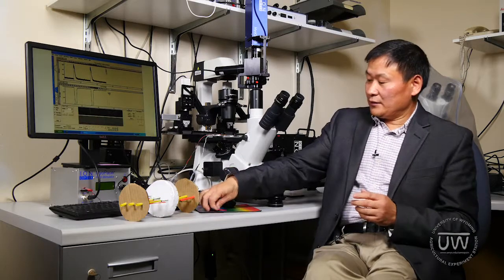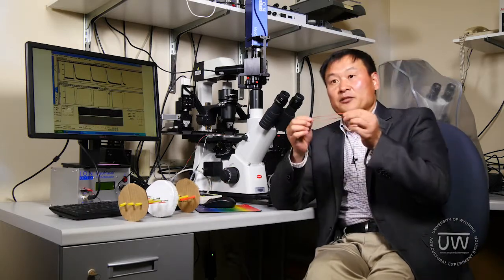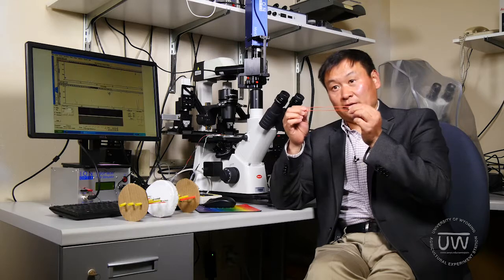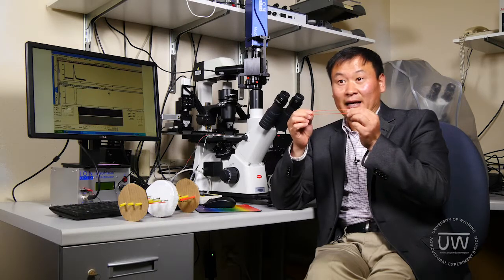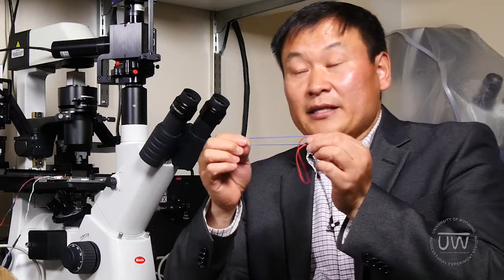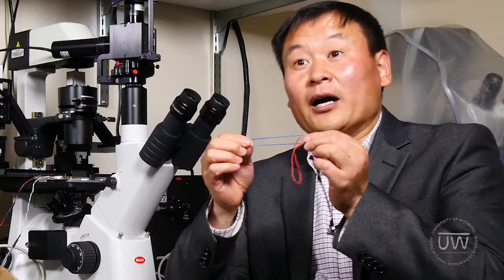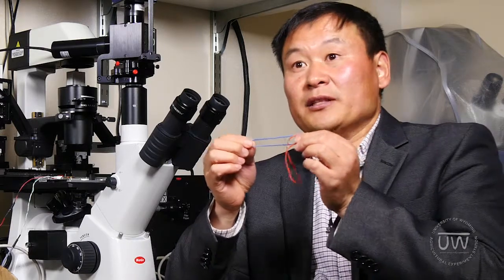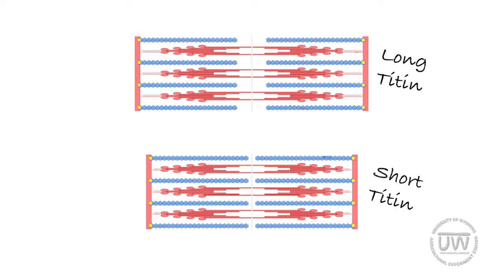We know a long rubber band can be stretched easily, which means the long rubber band produces less passive stiffness or passive force than the shorter one. You can see the shorter one is a little harder to stretch because the shorter one can produce more force. So the basic idea is that titin, as a spring-like protein, is naturally expressed in our body in two forms, long and short.